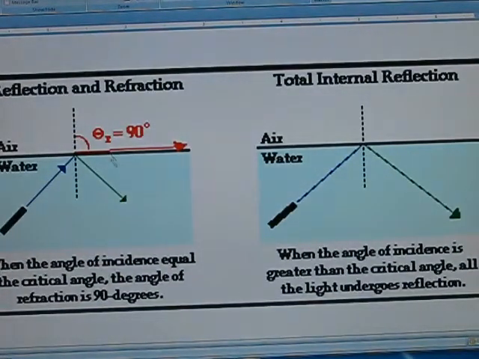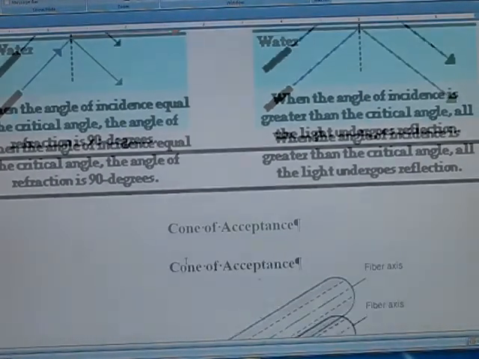So this is another picture of basically the same thing. X here is the critical angle, and they're using air and water here. Water has an N value of about 1.33, where air is 1.0. So the velocity of propagation in water is going to be less than that in air.